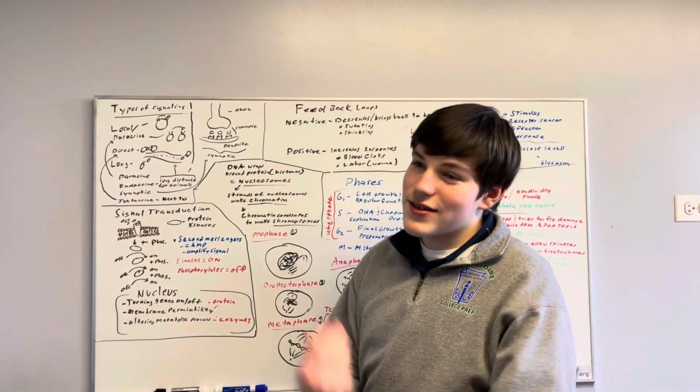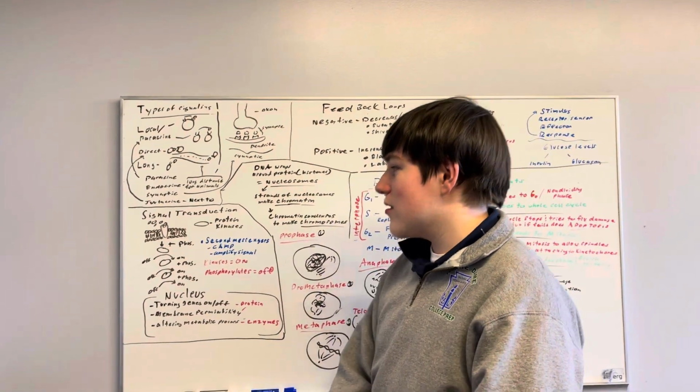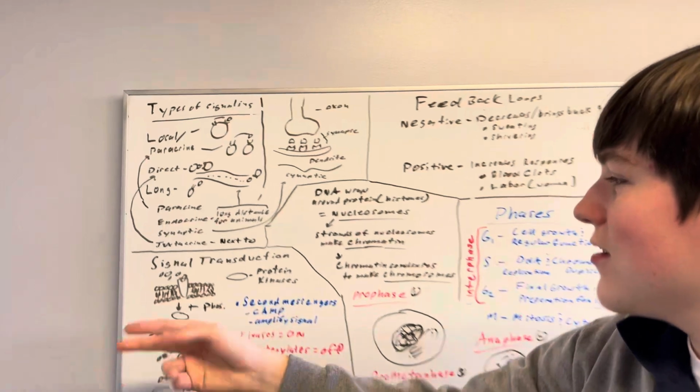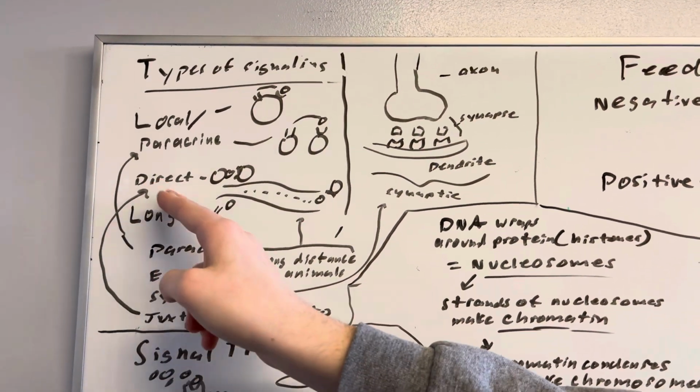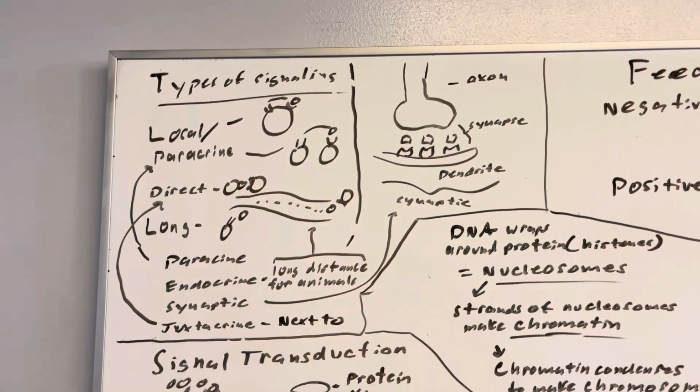This is Unit 4 of AP Bio. So we start over here in the left corner. You have the types of cell signaling. First off, you have juxtacrine, which is right here. These cells are touching. They're just like doing a handoff.